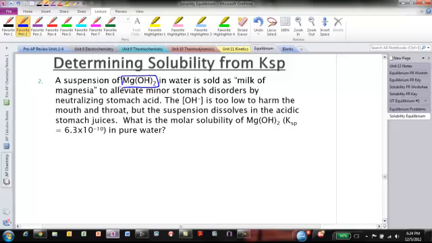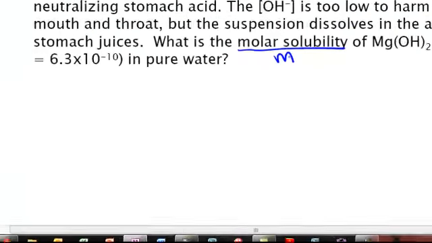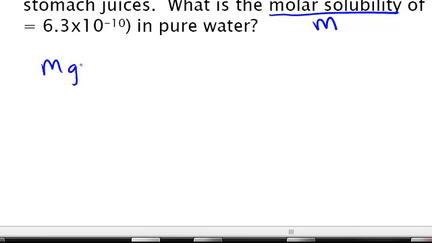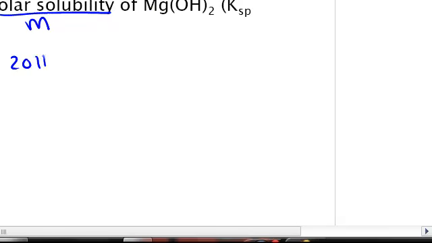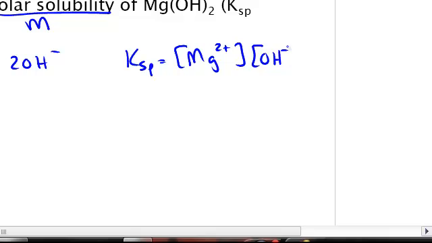Okay, so what we're going to do is find the molar solubility, and all that means is in molarity, which we were doing anyway. So we have Mg(OH)2, and it's splitting apart into Mg2+ and 2OH-. And our Ksp equation for this is magnesium ion times hydroxide ion squared.